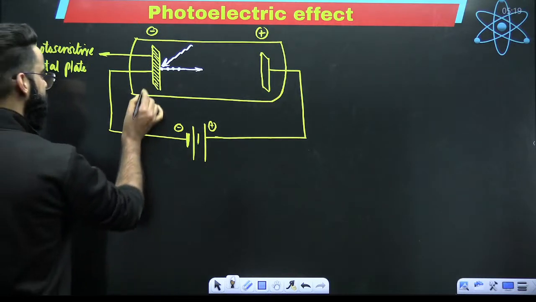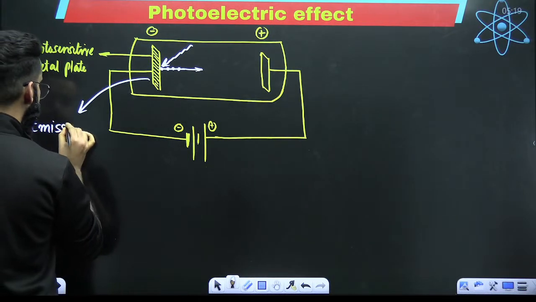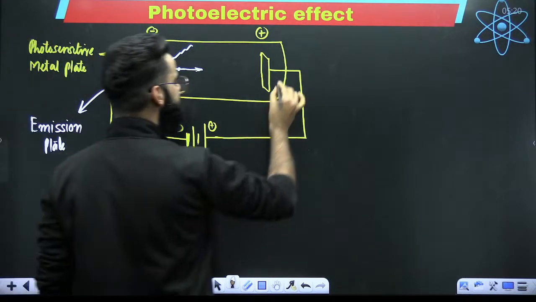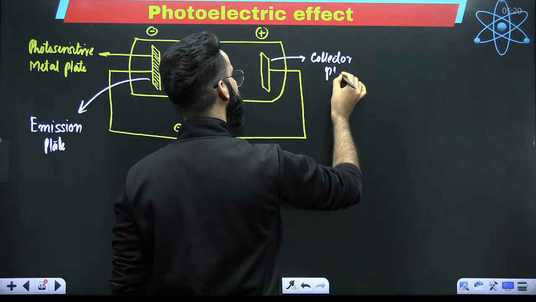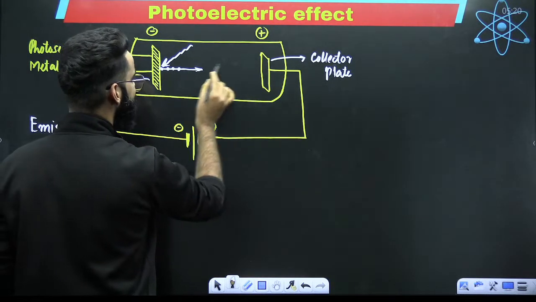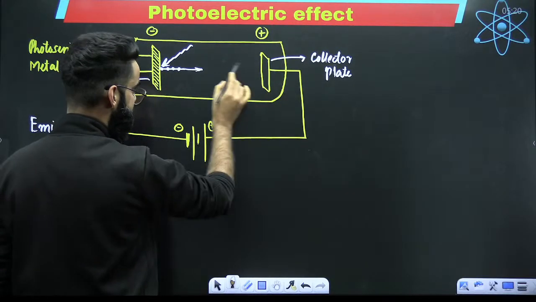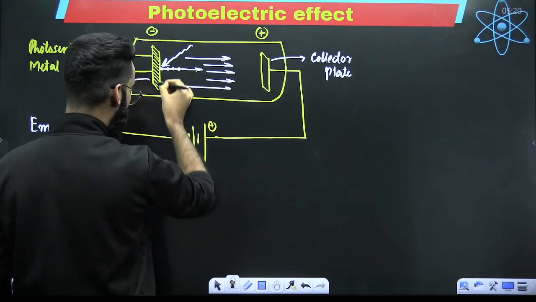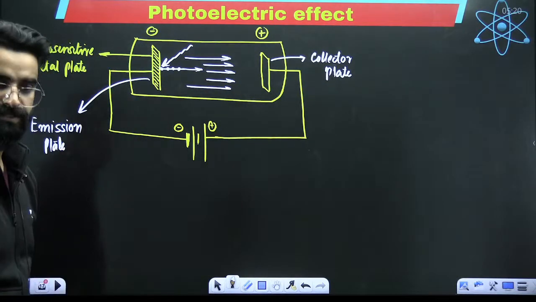And my dear students, one more thing. This particular plate, what do you call this? You call this the emission plate. And this particular plate, you call the collector plate. Why do we call this the collector plate? It's simple. The electrons coming out from the surface of the metal will be dragged by this plate, because it carries a positive charge and attracts those electrons towards itself. So these electrons start moving in a particular direction, towards the collector plate, my dear student.